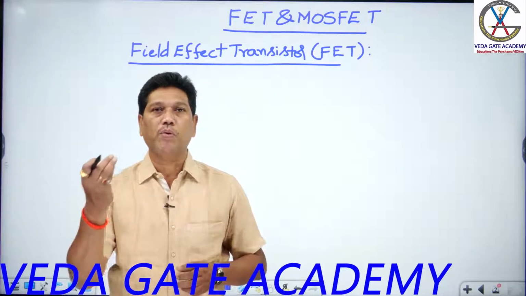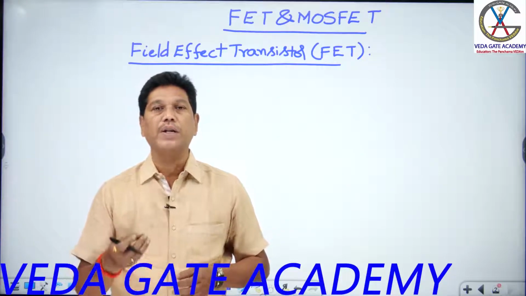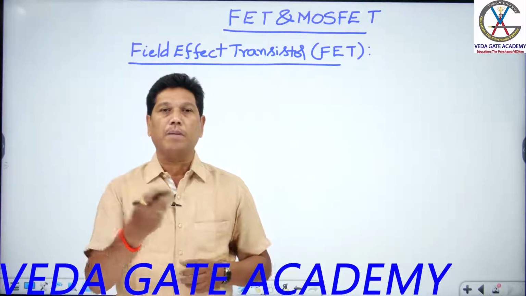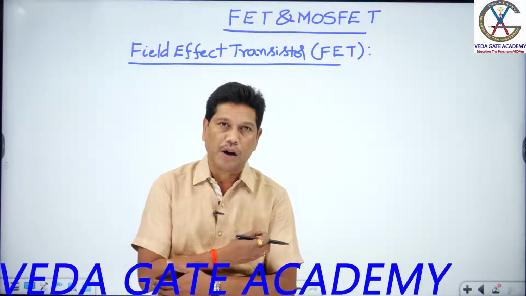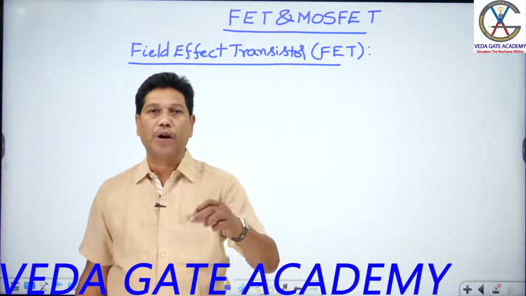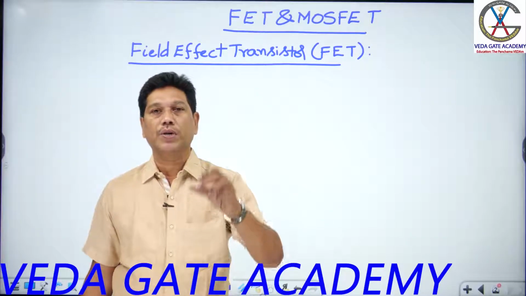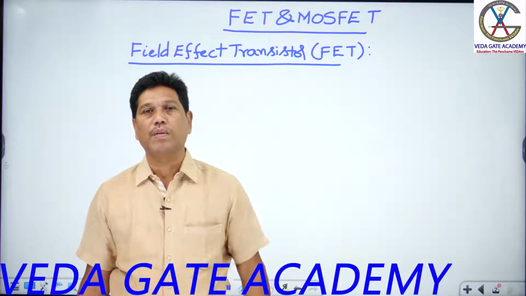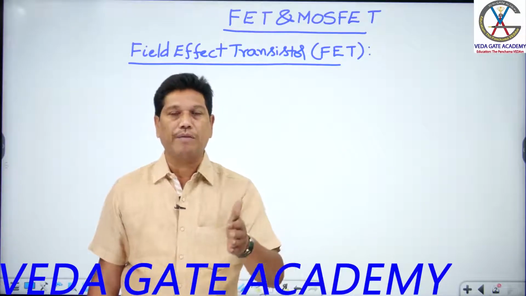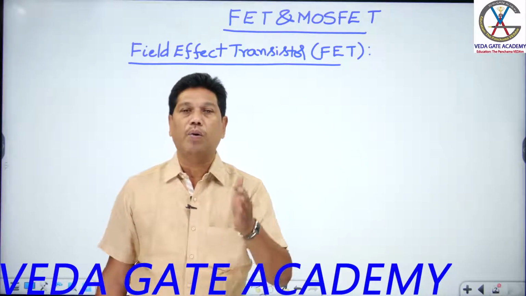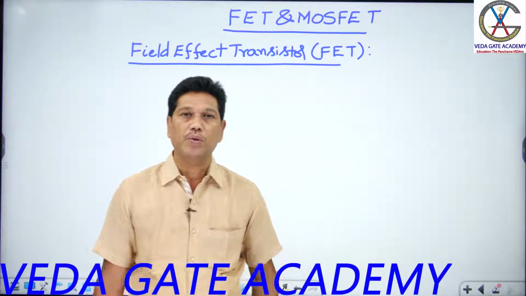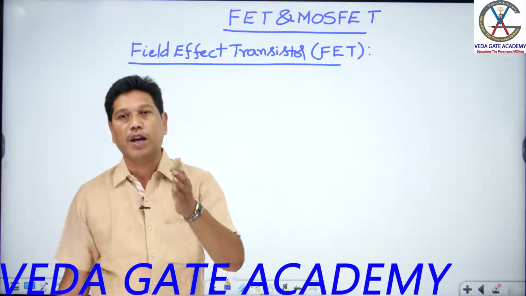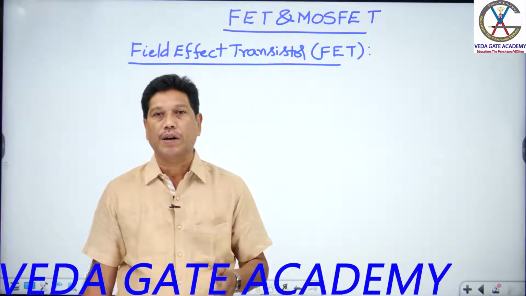Why is the gain poor for FET as well as MOSFET? The gain depends on one parameter called transconductance. The transconductance value in FET and MOSFET is less, so they have a poor gain as compared to BJT. Understand, students? So FET can be used as an amplifier as well as a switching device.